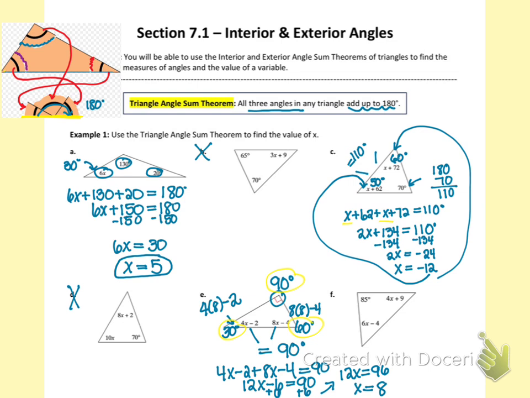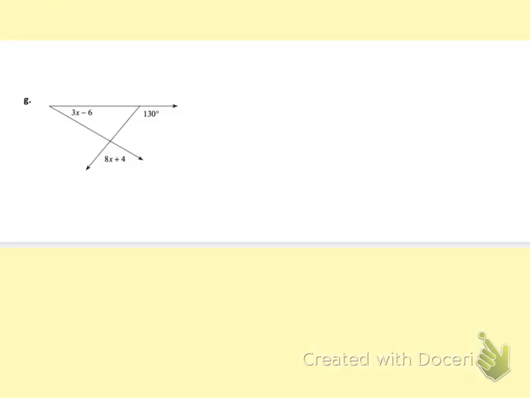I guess F is very similar to that. So we'll go ahead and skip F. And let's go to the next question, G. So as usual, we kind of follow this progression. We get more and more difficult.